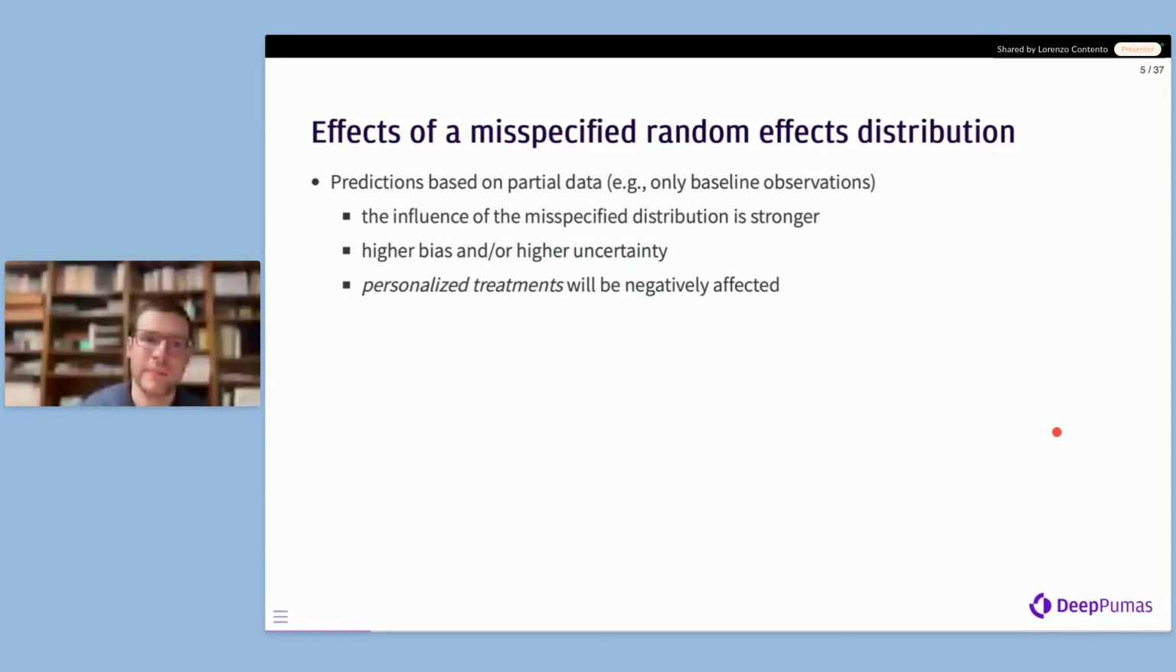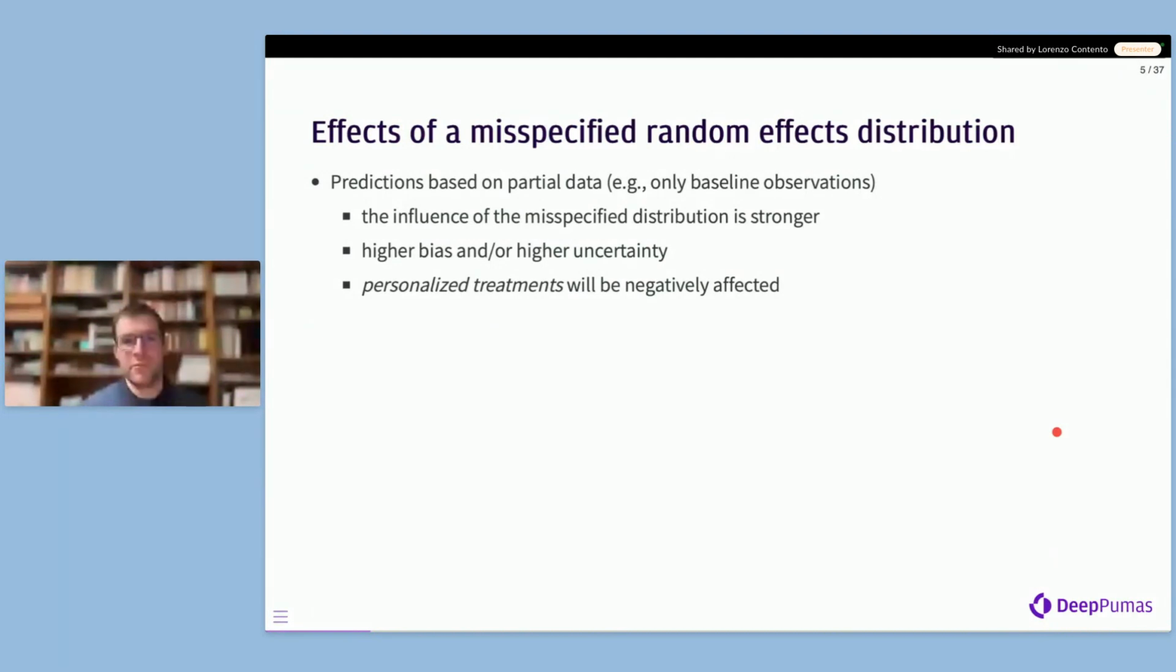This leads to higher bias and higher uncertainty, and every result that will depend on this prediction will be negatively affected. So, to give a concrete example, personalized treatments that try to predict what dose you should give a patient after you have taken only a limited amount of measurements will be impacted by the misspecified distribution.